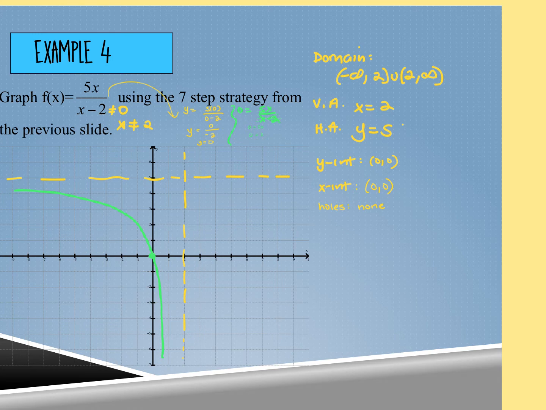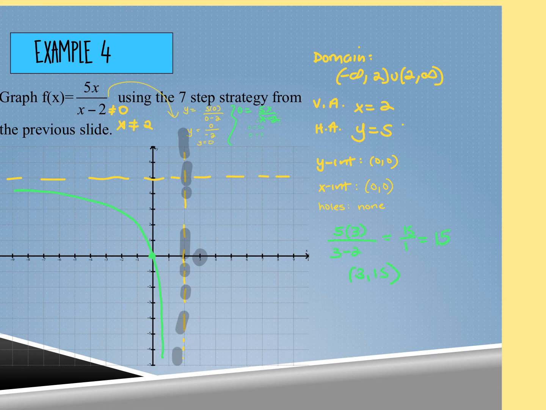I want to plug in a point that is to the right of this vertical asymptote. I already have one to the left. That was my intercept. Now I want to plug in one to the right, and I want to make life easy on me. So I'm going to pick the smallest one, which is 3. I'm going to plug in 3. And I get 15 over 1, which is 15. So when I plugged in 3, I got 15.